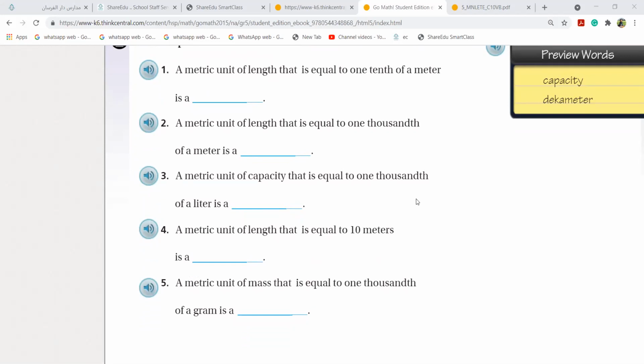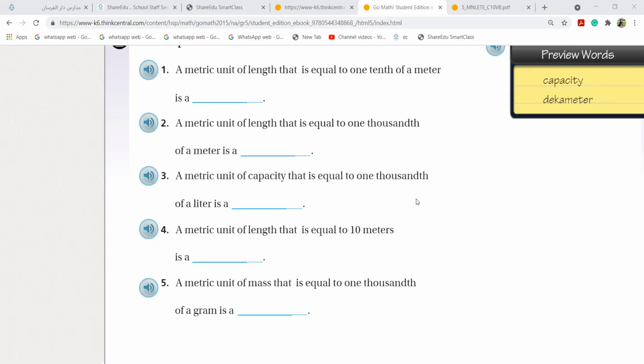Judy? Number three. Yes? Tell me the answer. A metric unit of capacity that is equal to 1/1,000 of a liter. Milliliter? Yes. Don't read it, just send me the answers. Other girls. Amal? Two. Question two, a millimeter. Very good. Tala, question number one.